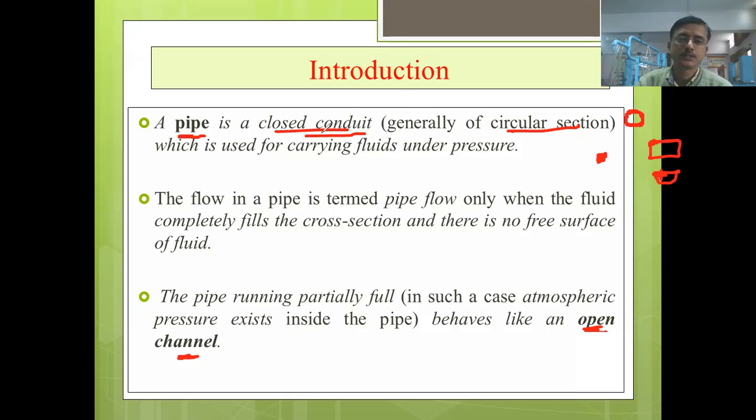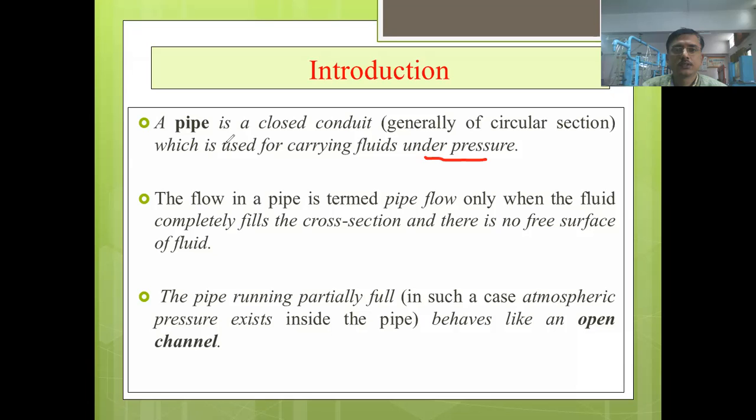Generally, a pipe is a closed conduit, generally of circular section, which is used for carrying fluids under pressure. Generally, not all the time. 'Generally' is an important word here. Most of the time, pipes are used to carry fluid under pressure. Sometimes, like in a drainage line where there is no pressure flow, the flow is under gravity, but there, instead of an open channel, closed conduits are used for carrying the gravity flow.